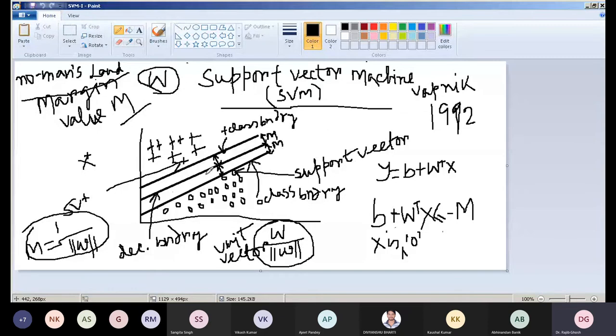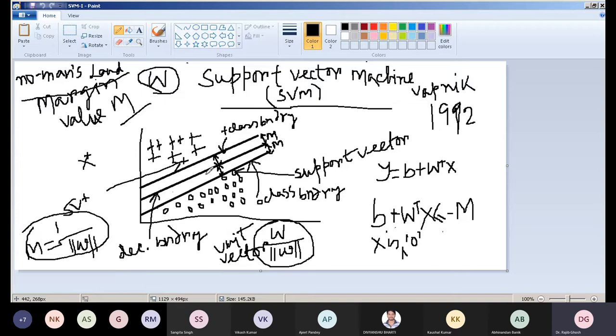Okay, if some samples are lying very close to the decision boundary, always it is a risk. It is very risky to predict this class label, because it can lie on either side, because it is very close to the decision boundary. Okay, so these are the concepts. Okay, understood.